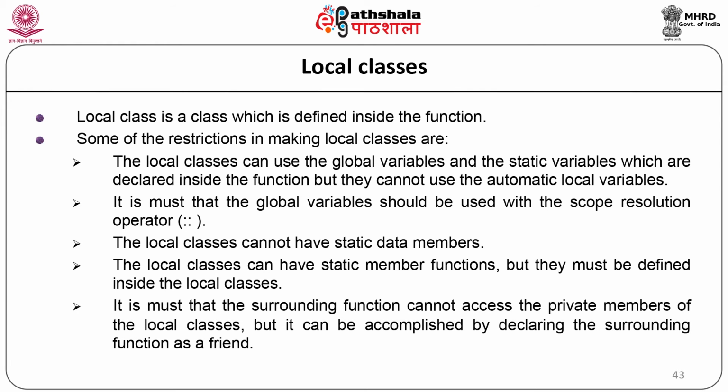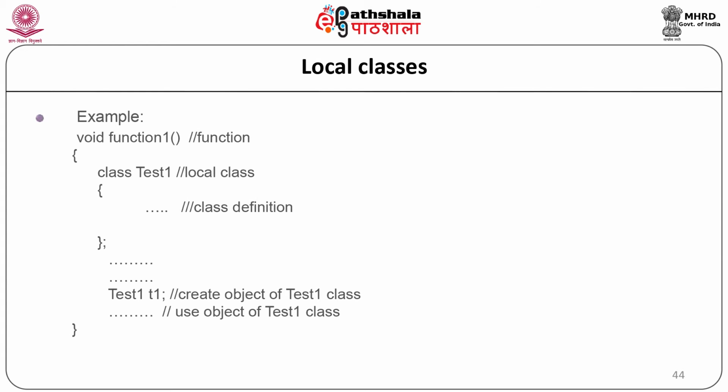The surrounding function cannot access the private members of the local classes, but it can be accomplished by declaring the surrounding function as a friend. Now, let us see an example of a local class. void function1(), opening braces, class test1, which is a local class, opening and closing braces. Then we are going to have the object of this test1 as test1 t1, which will create an object of the test1 class and use this object inside the function, and our function will end. So as you can see, this class test1 is surrounded by a function, void function f1.